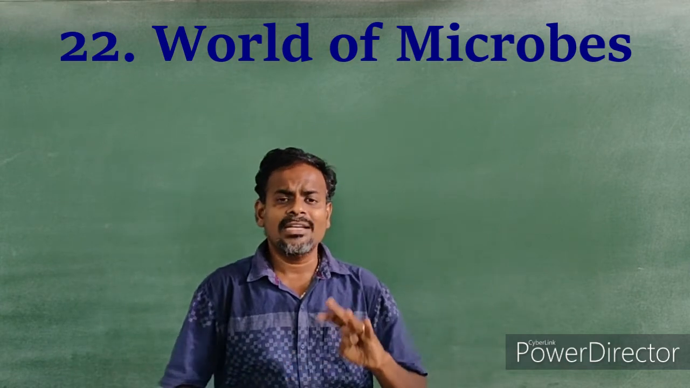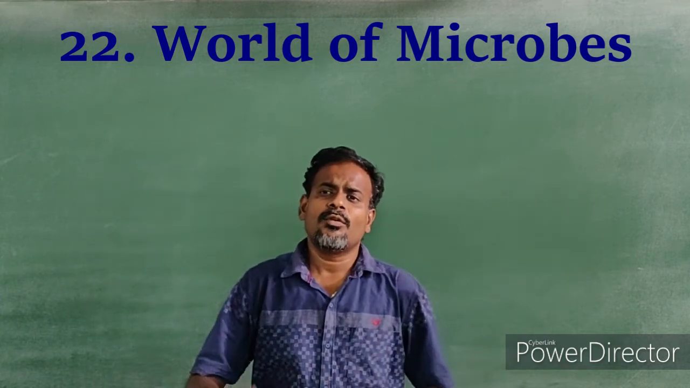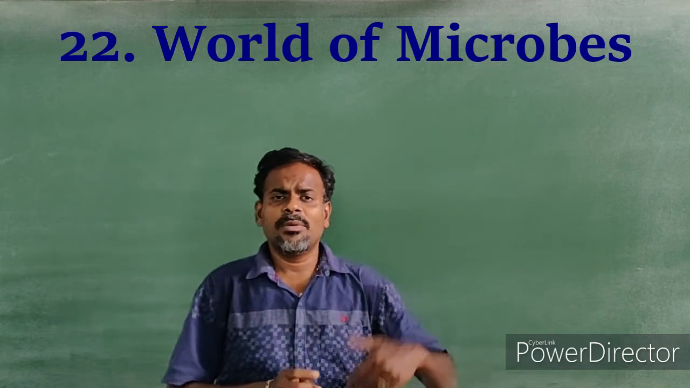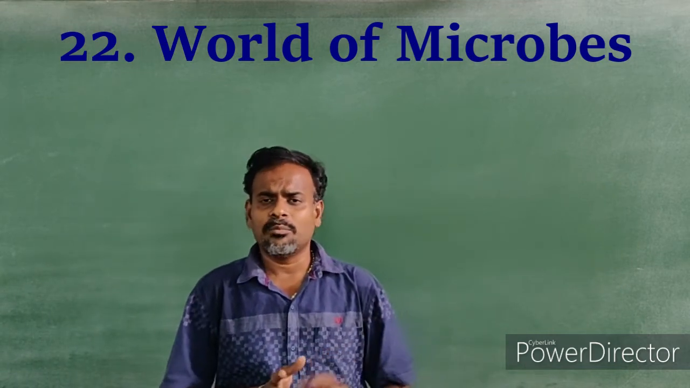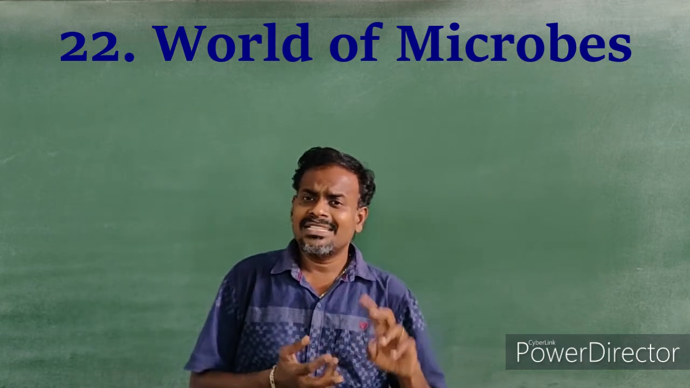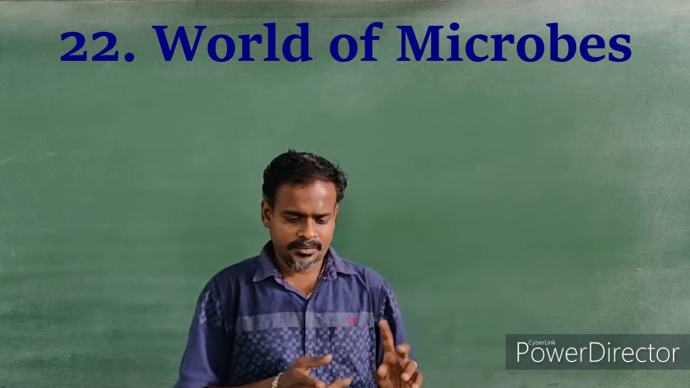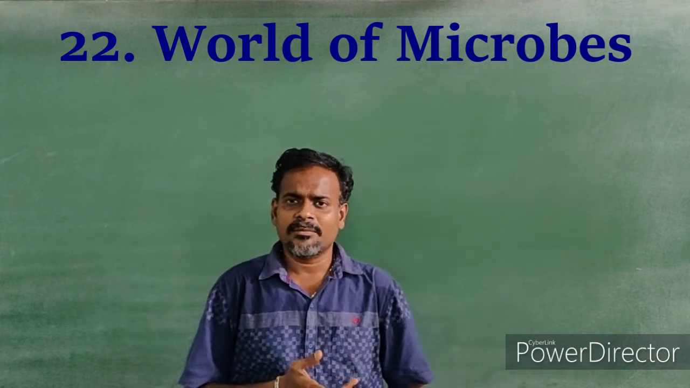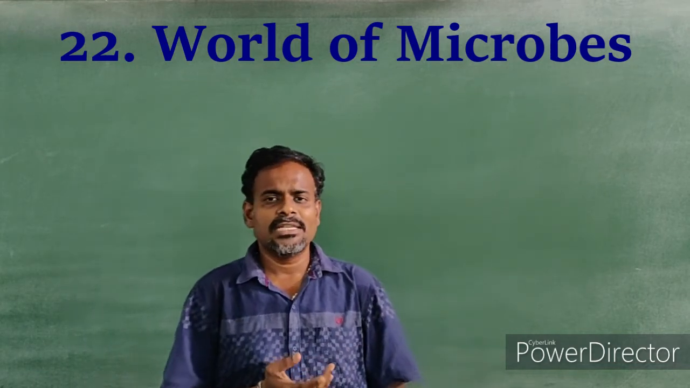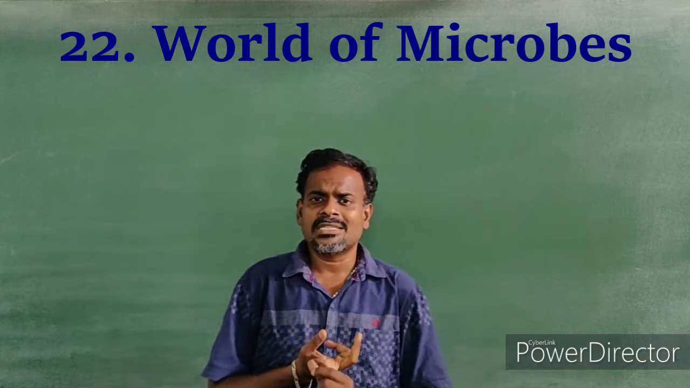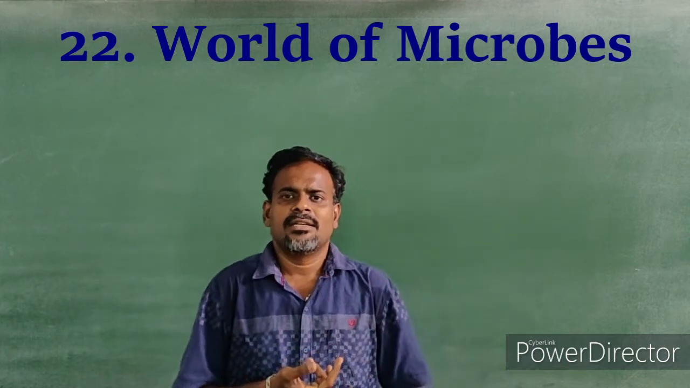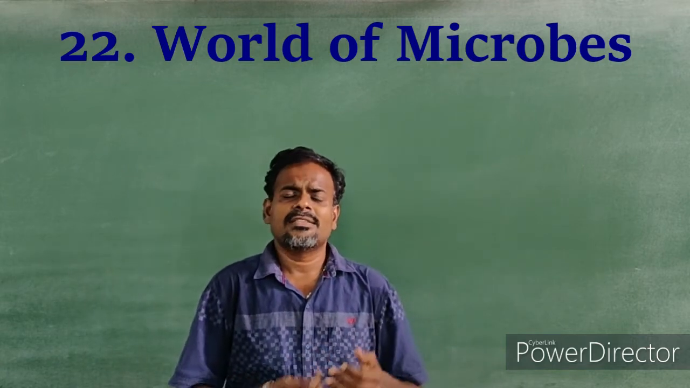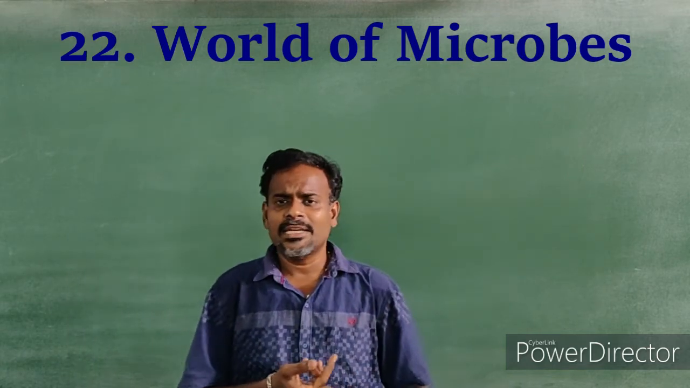Fungi is a non-green plant which does not have chlorophyll pigment and which is heterotrophic in nature. It may be a parasite or a decomposer. The largest fungus is mushroom. We have both unicellular as well as multicellular fungi. Some are unicellular and some are multicellular. Then protozoans are unicellular animals. Again, they are heterotrophic in nutrition. Some are parasites and some are decomposers.